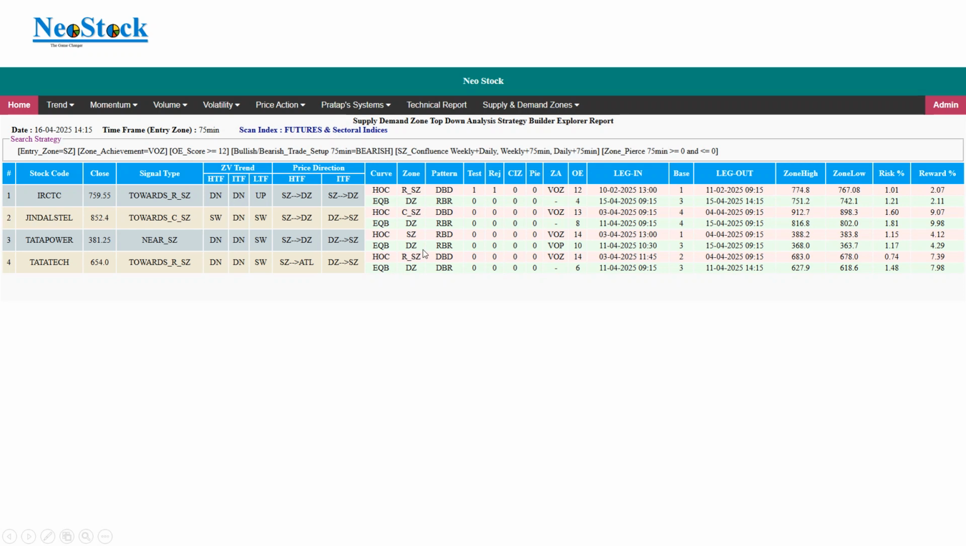So 75 minute supply zones overlapped with daily supply zone, both together overlapped with weekly supply zone. Weekly trend is down in 3 stocks. So let us apply in the downtrend stocks how many weekly supply zones are having weekly EMA confluence. Then those stocks' 75 minute supply zones are much stronger and they have high probability to get success.